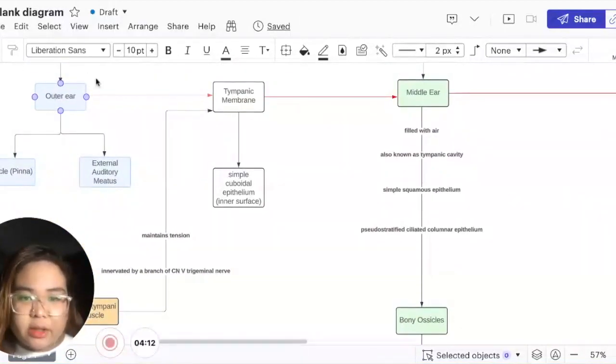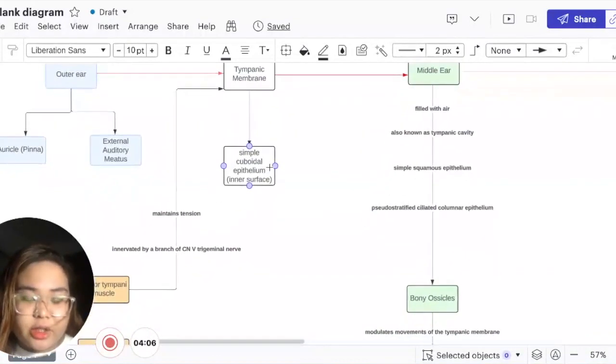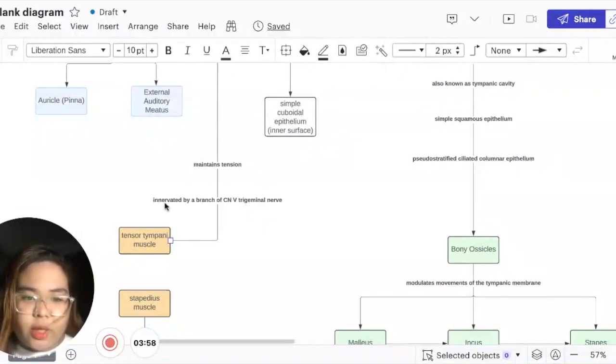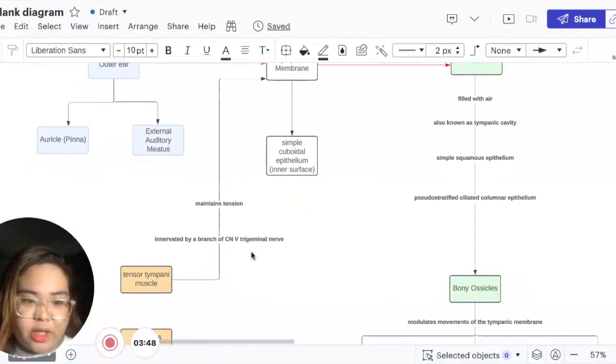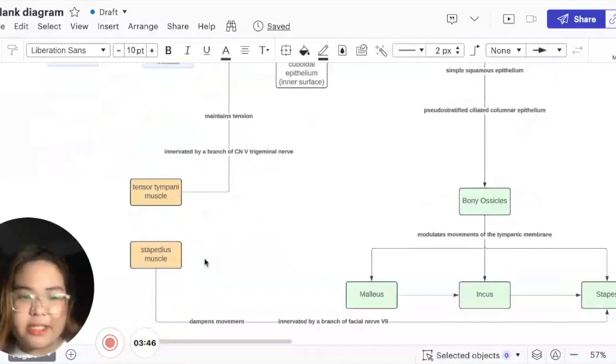So between the outer ear and the middle ear, there's also the tympanic membrane, which we can also call the eardrum. Its outer surface is skin, but its inner surface is simple cuboidal epithelium. There's also a muscle that is innervated by a branch of CN5, the trigeminal nerve, and it maintains the tension of the tympanic membrane or eardrum. It's called the tensor tympani muscle.